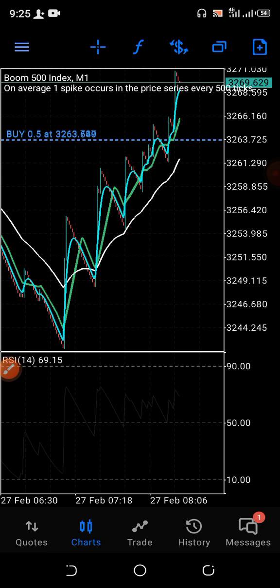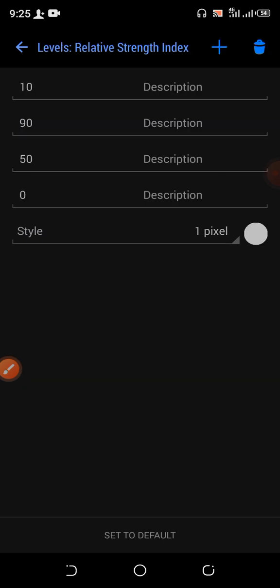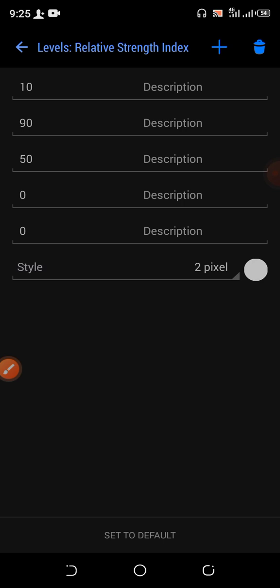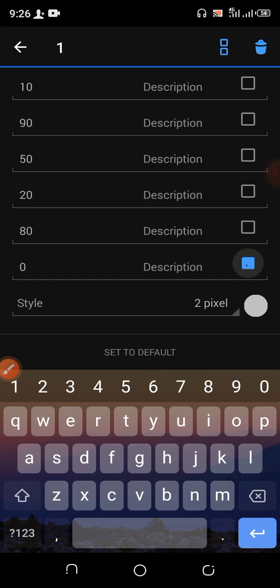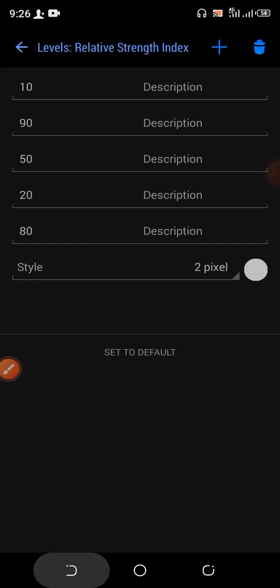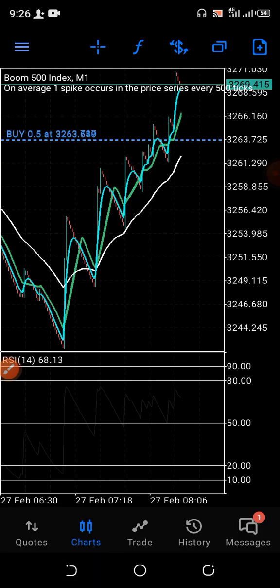All you need to do is add up the levels. Just add this point here, make it like 2. But for more clarity, for this one I'll add 20, and for the other one I'll add 80. So that is how simple it is. Look at it. Are you seeing it? The dotted line is out.